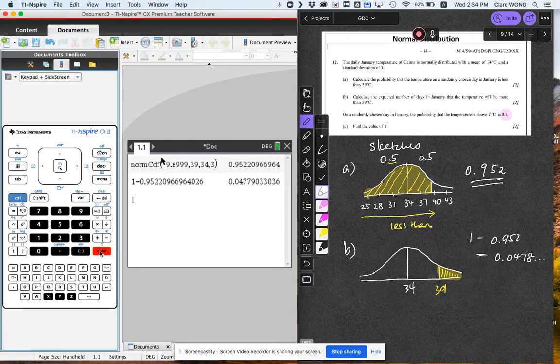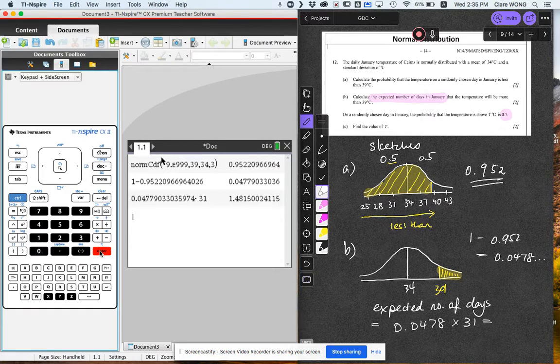But we haven't actually answered the question. We've only done part of it because we need the number of days, the expected number of days in January. So how many days are there in January? 31. So the expected number of days must be 0.0478 times 31. So using the calculator value, answer times 31, you will get 1.48 days. So about 1.5 days, you will get temperature higher than 39 degrees Celsius.